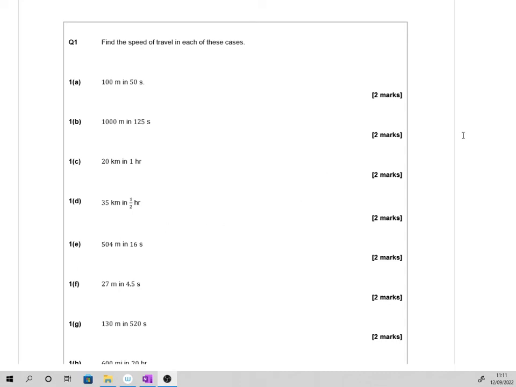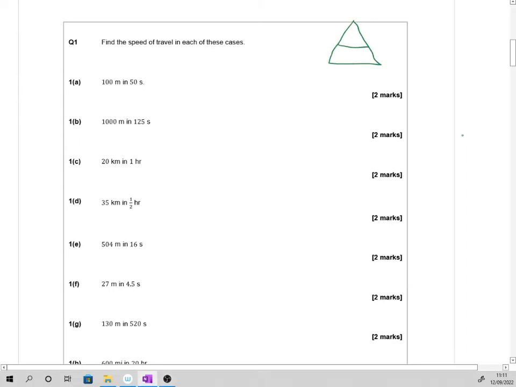Right, this one. All to do with speed, time and distance. The first thing I'm going to do with these is draw my little triangle. Distance, speed and time. We're asked to find the speed, so it's the distance divided by the time. The speed equals the distance divided by the time.